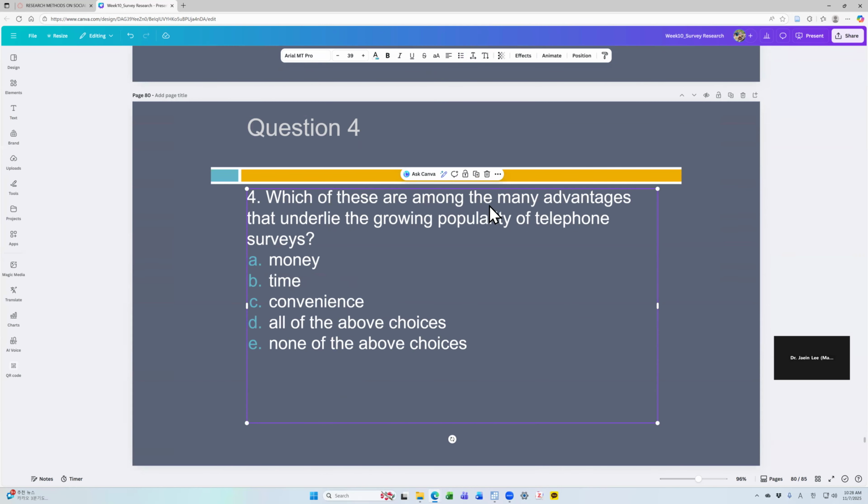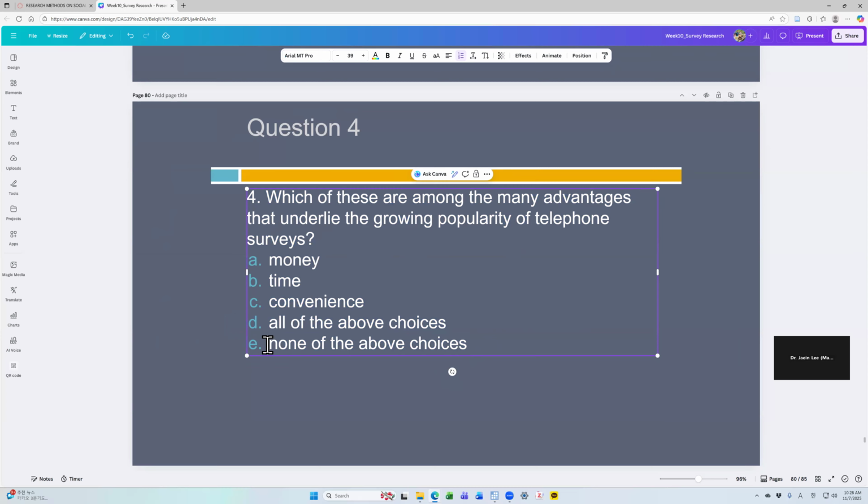Which of these are among the many advantages that underlie the growing popularity of the telephone survey? Money, time, convenience, all of the choice, none of the choice. None of the choices, honestly. In these days, 2025, none of these answers are right, but the textbook is a very old one, so maybe they didn't change it.